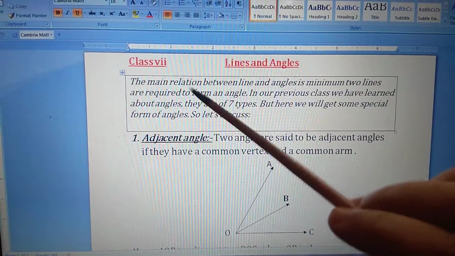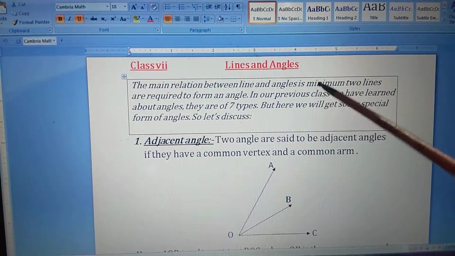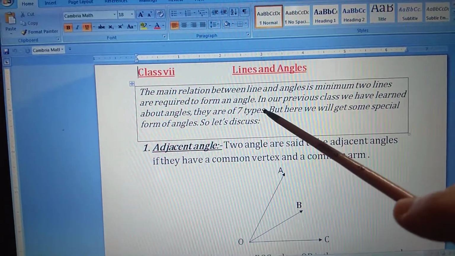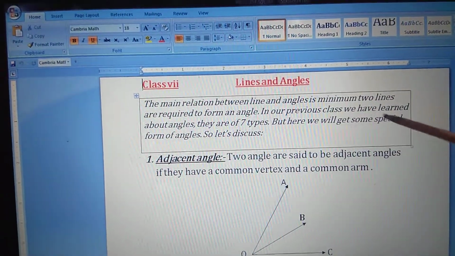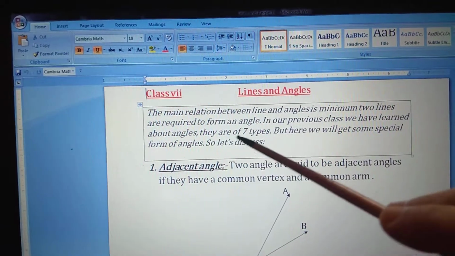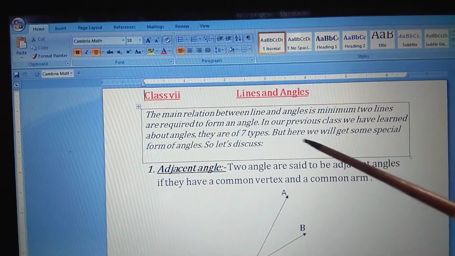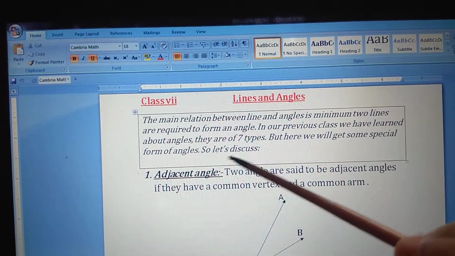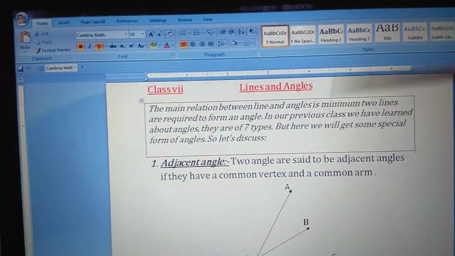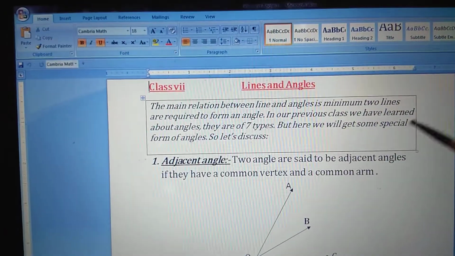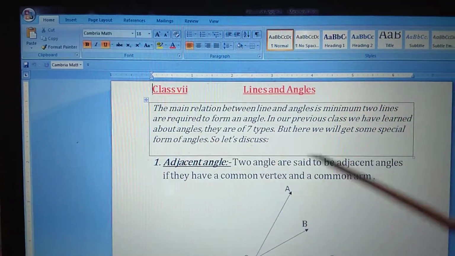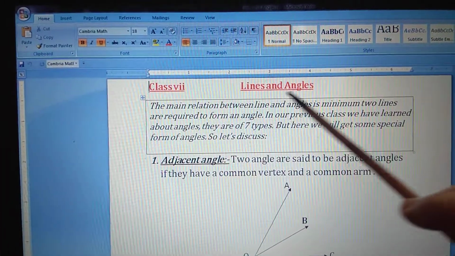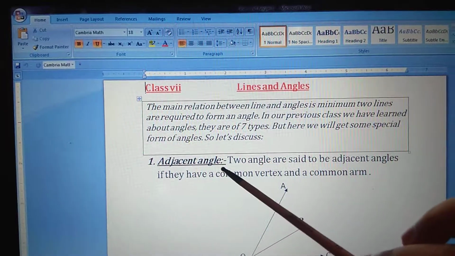The main relation between lines and angles is that a minimum of 2 lines or rays are required to form an angle. In our previous class, we have learned about angles. There are 7 types of angles. But here we are going to study some special forms of angles. So now we will come to this in detail. When you maintain your notebook, copy this box, but what I have mentioned in the box, you do not need to write. You just write the chapter name and then you will go to number 1.